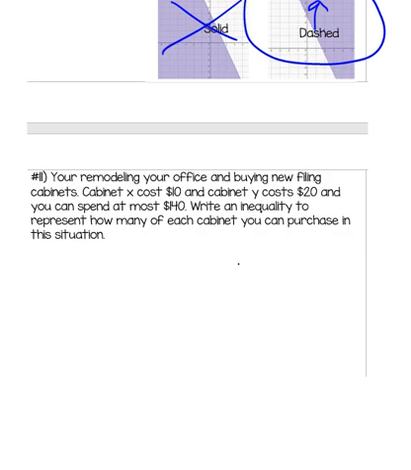All right, lastly, number 11, you're remodeling your office and you're buying new filing cabinets. Cabinet X costs $10 and cabinet Y costs $20. And you can spend at most $140. Write an inequality to represent how many of each cabinet you can purchase in this situation. So if I use my keyword chart and I find at most, okay, at most, can you have any more than? Well, no, that's the most you can spend. So at most is going to be less than or equal to 140.